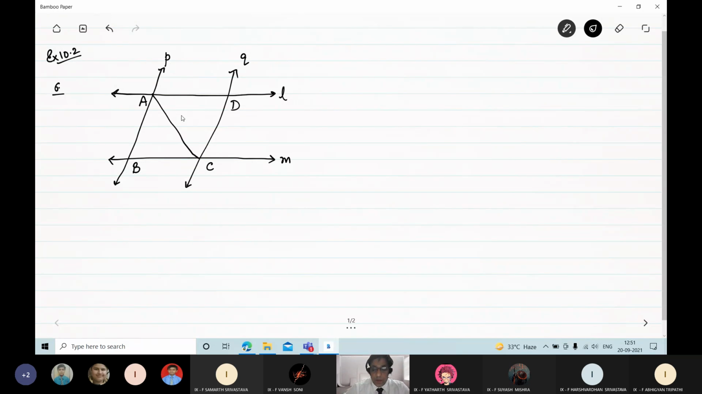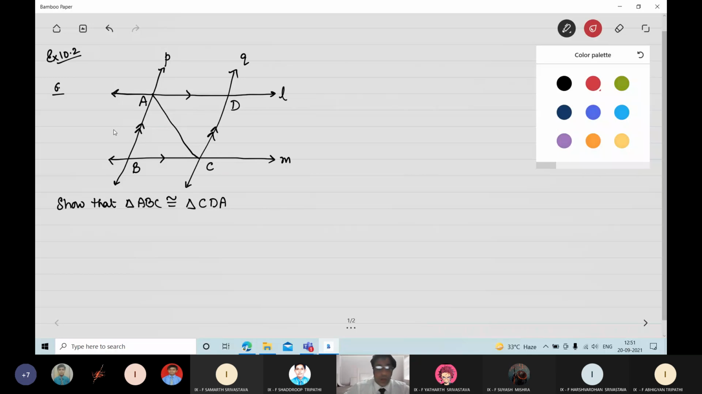Okay, it says in the joining figure, L and M are two parallel lines intersected by another pair of parallel lines P and Q. We have to show that triangle ABC is congruent to triangle CDA. So we have to prove that these two triangles are congruent. It is given that these two lines are parallel and these two lines are also parallel to each other. It is given in the question.